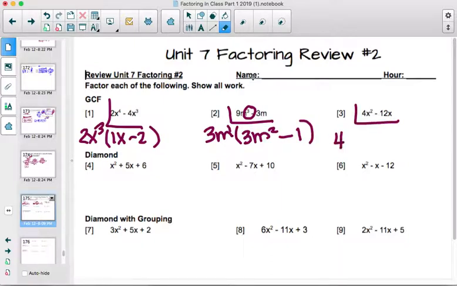The third one, I can take out a 4x. 4 divided by 4 is 1, 2 take away 1x is 1, and 12 divided by 4 is 3. So those are all GCF types.